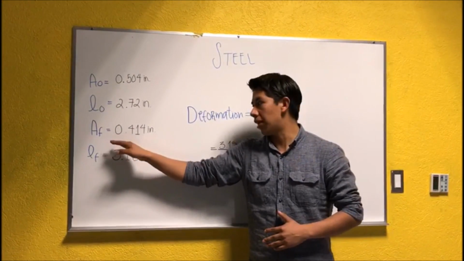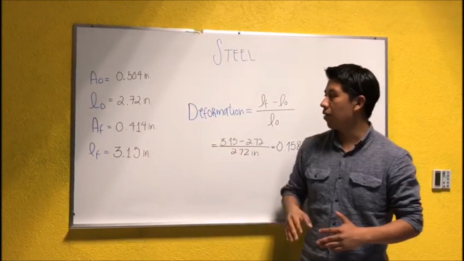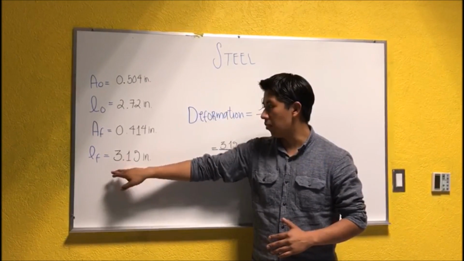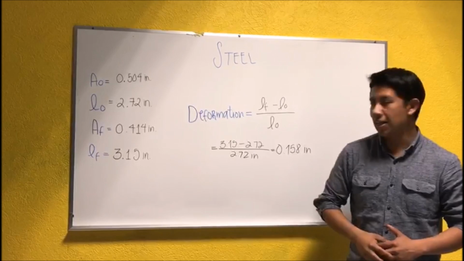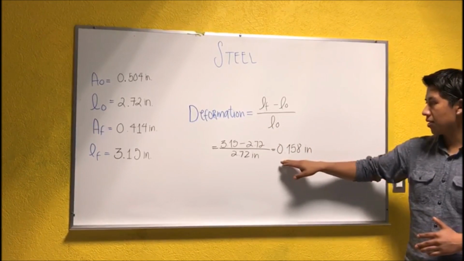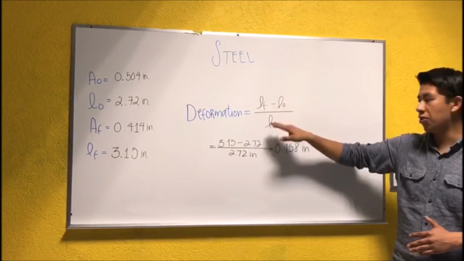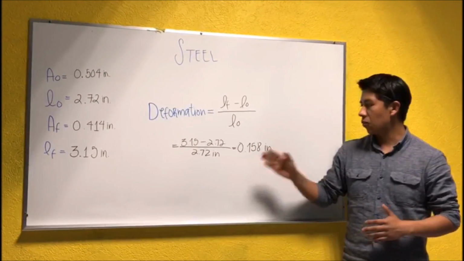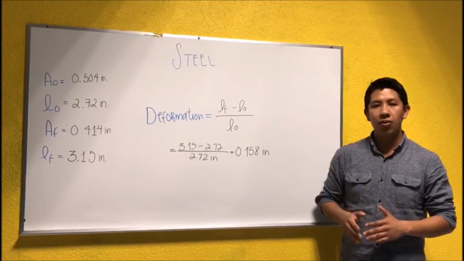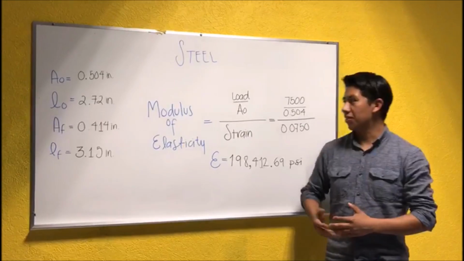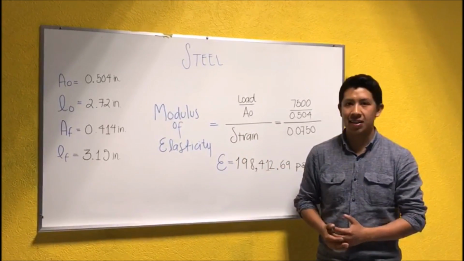The final area we obtained was 0.414 inches squared, and our final length was 3.15 inches. So in the formula, we did all the operations and we obtained as our result for the deformation 0.158 inches. Now I will explain the modulus of elasticity.